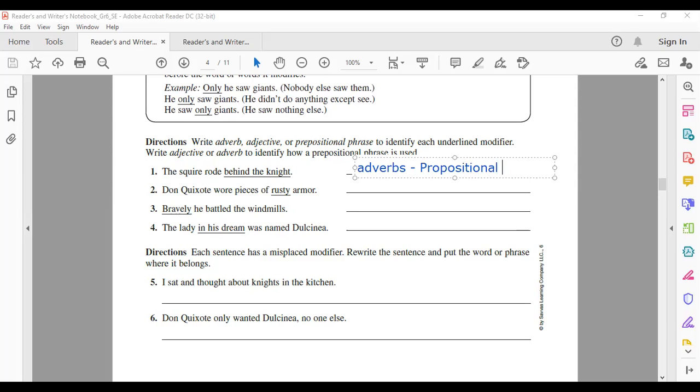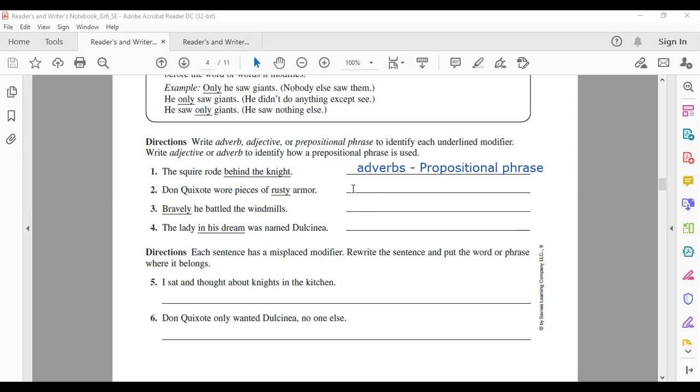Why? Because we have the word behind. You have on, above, behind, in front. It means that all the phrase after it we call prepositional phrase. If it describes a verb, then I will call it adverb. If it describes a noun, then adjective.